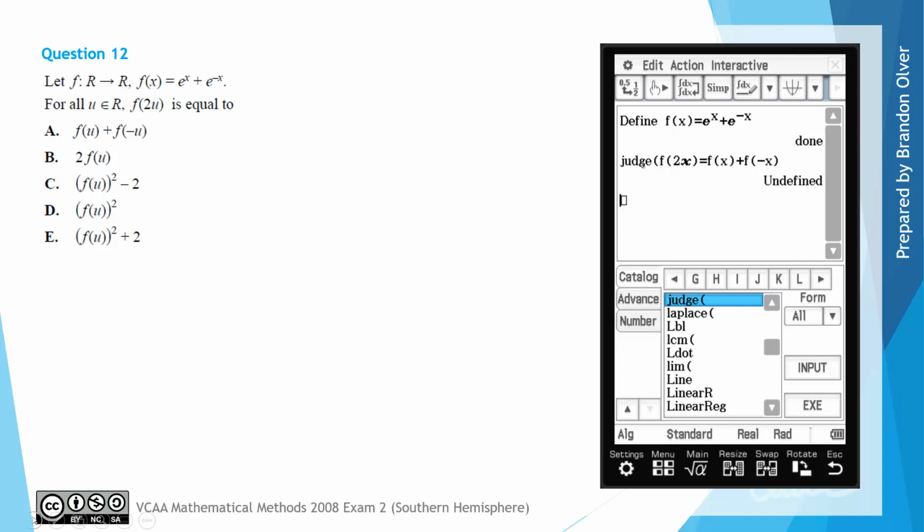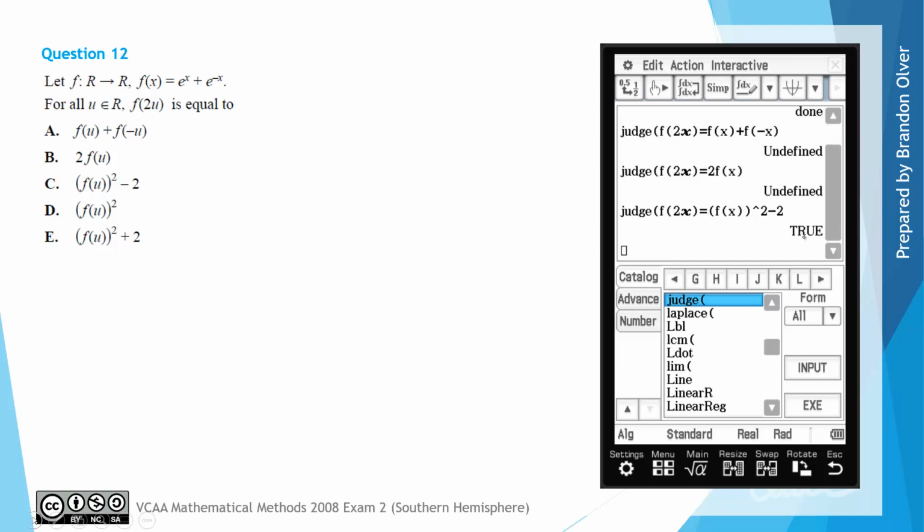Next, I might just drag it down so you can see that it is changing each time. And we can judge if f of 2x is equal to the second option B, which is just 2 times f of x. Hitting execute, it says undefined again, so that's unlikely to be the correct answer. So I'm going to drag down that line and we're going to judge whether f of 2x is equal to the third option, f of u all squared minus 2. So in the calculator, I want to put a set of brackets around f of x squared. And then we subtract 2 off that and hit execute, and it says true. So that means that we know that C is correct for this.